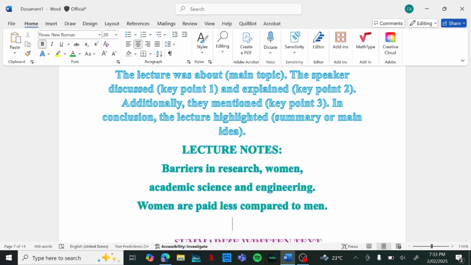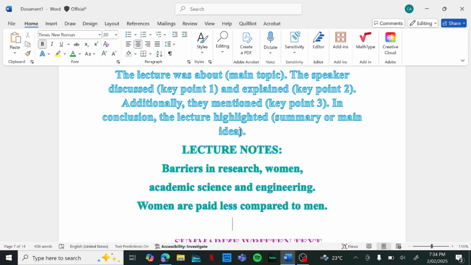40 seconds, counting down. Now, the lecture was about barriers in research, especially for women. The speaker discussed the barriers that women face in terms of academic science and engineering. Additionally, the speaker mentioned how women are paid less compared to men in the same field of research. In conclusion, the lecture highlighted the discrimination against women when it comes to their career growth in research.